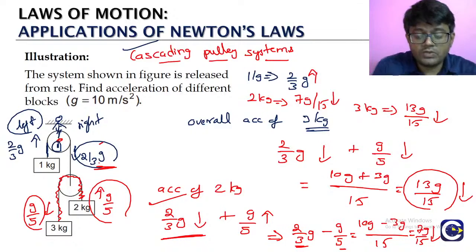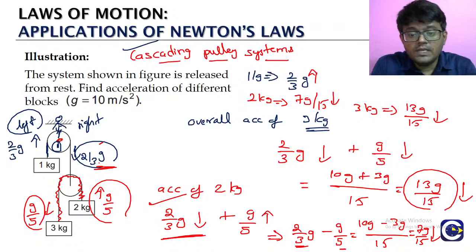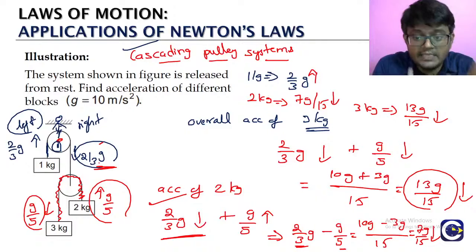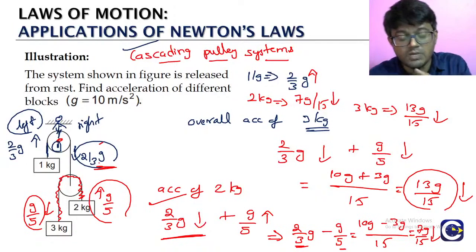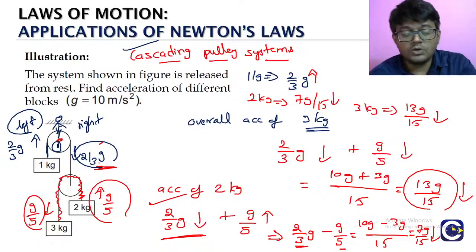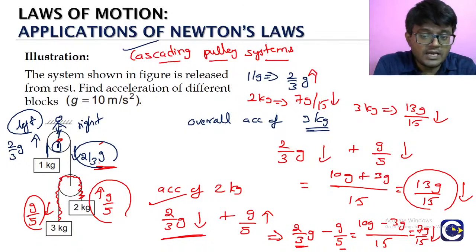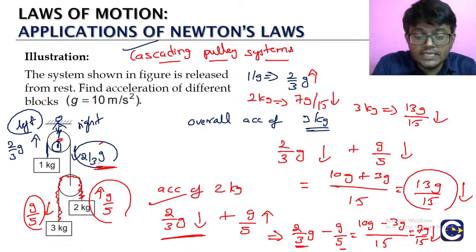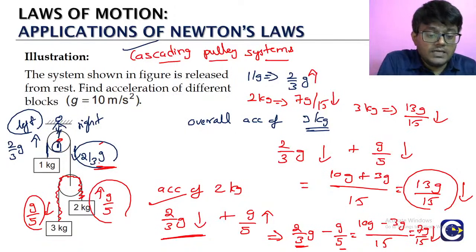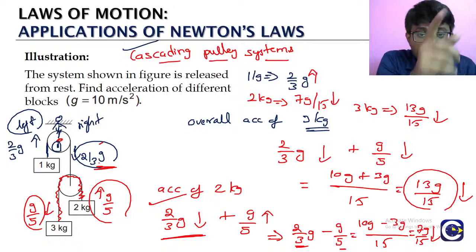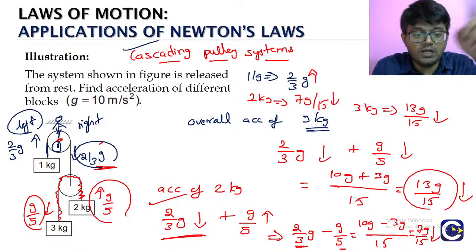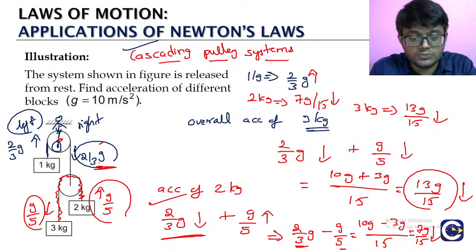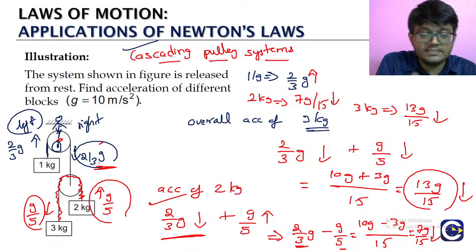When we want to find the total acceleration, we have to carefully add them by looking at the directions. In case of the 3 kg block, both the accelerations coming are down. That's why we are able to simply add them. But in case of the 2 kg block, the acceleration coming due to the movement of the rope across the first pulley is 2 by 3 g down. But the second acceleration part is g by 5 up.